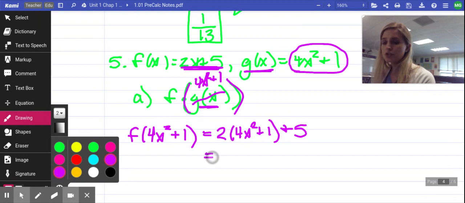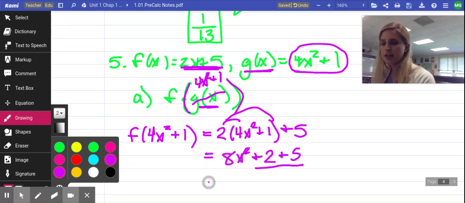All right, now I'm just going to distribute. So I get 8x squared plus 2 plus 5. Combine our like terms here at the end, and we get 8x squared plus 7 for our final answer.